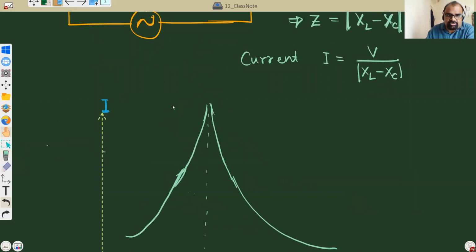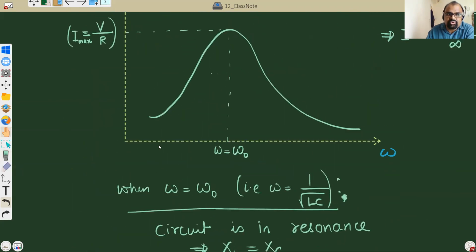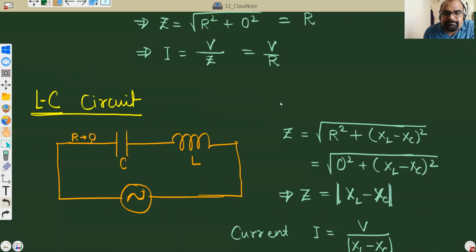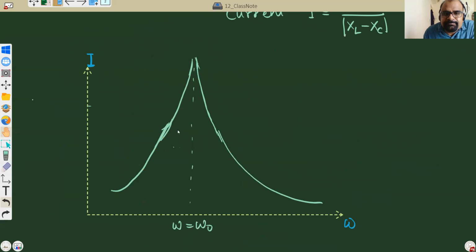You can see from here also. What was the maximum current? It was V by R. But what if R itself is 0? What if instead of an LCR circuit, it is simply an LC circuit? So there is no R. So R is 0, so I max will be infinity. So this graph will reach its maxima, but at the point of maxima, it will go up to infinity because I max will become infinity. And then again it will fall down like this.